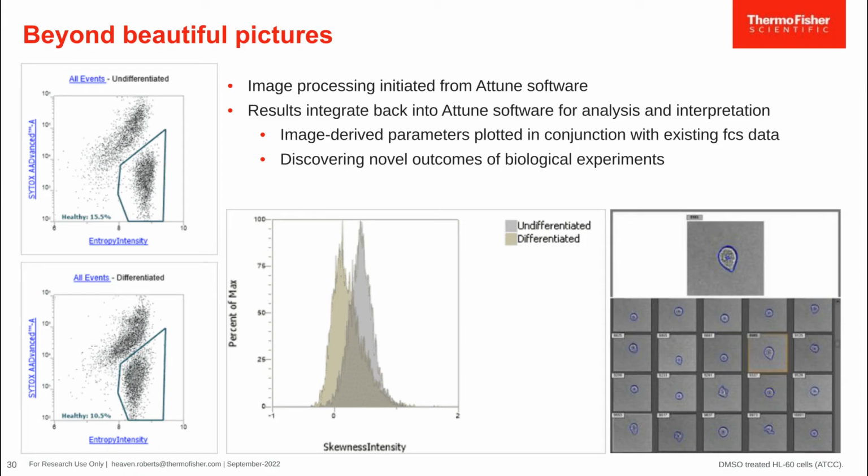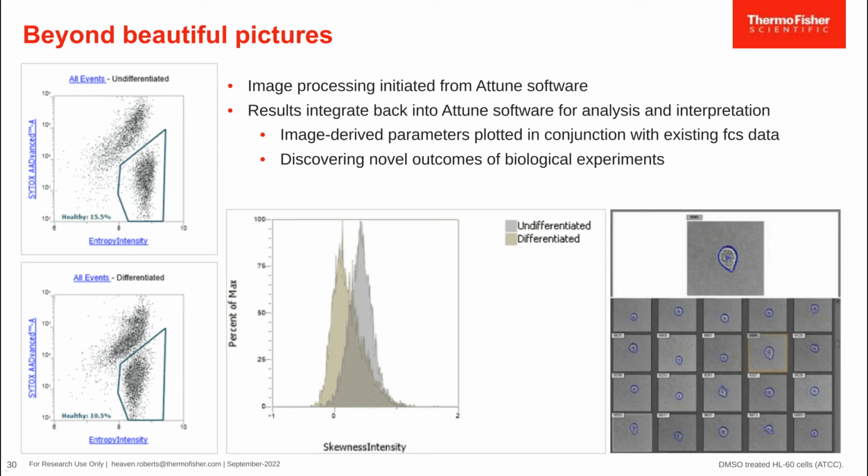I've put that against a live dead dye. You can see that if I only had the live dead dye, these populations would not separate very well. I don't have very bright staining of my dead cells. But once I include that entropy intensity of the events, I can separate these populations quite well.